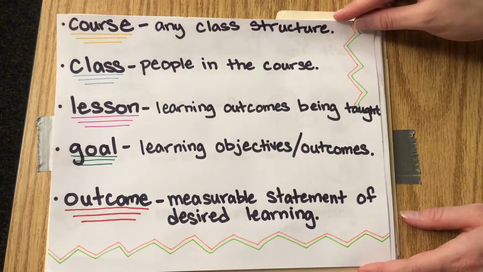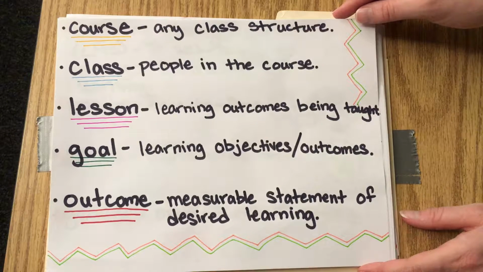Course, any class structure. Class, people in the course. Lesson, learning outcomes being taught. Goal, learning objectives or outcomes. Outcome, measurable statement of desired learning.